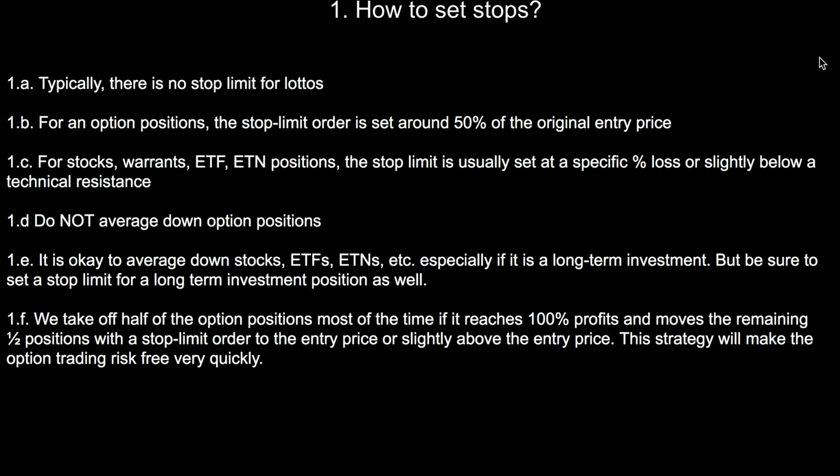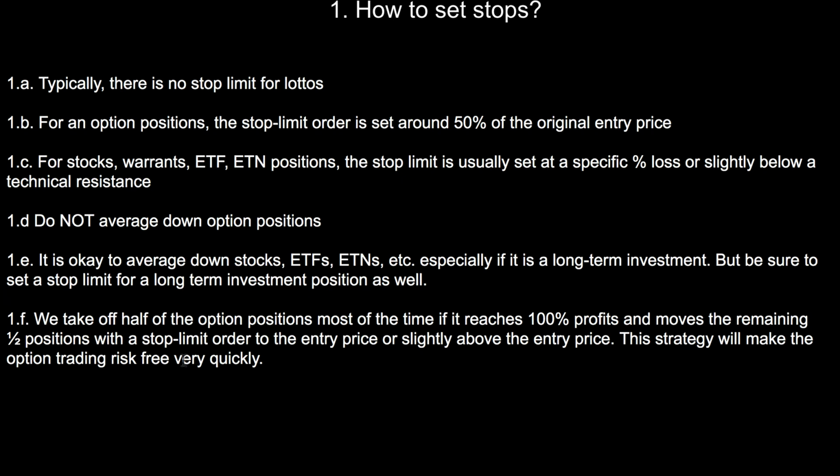Also, it's okay to average down stocks, ETFs, ETNs, warrants, etc., especially if it's a long-term or swing trading position, because we have a very long time period, that will give us a lot of room. But still, set a stop limit for longer term or swing trading positions.